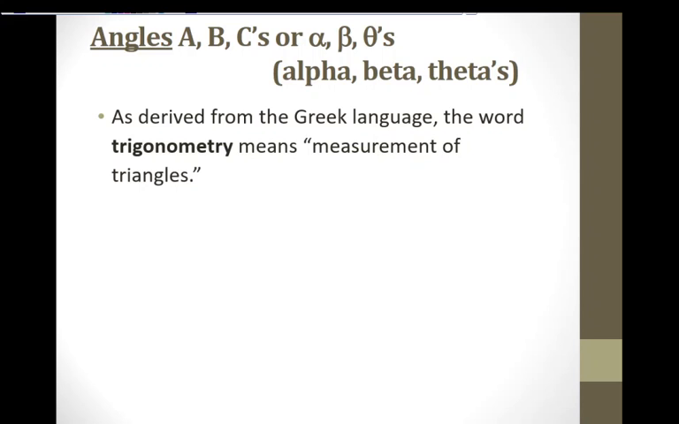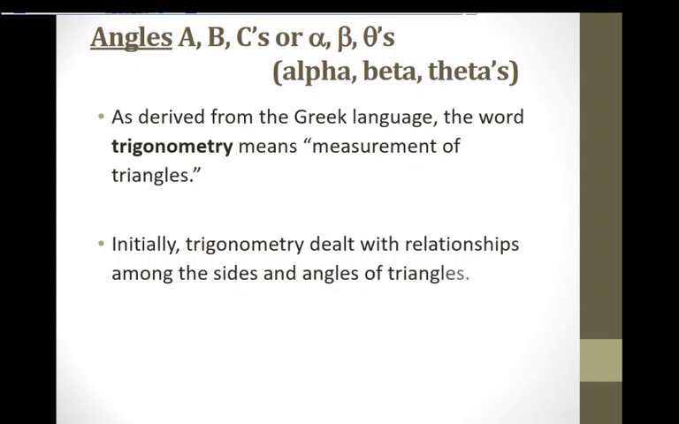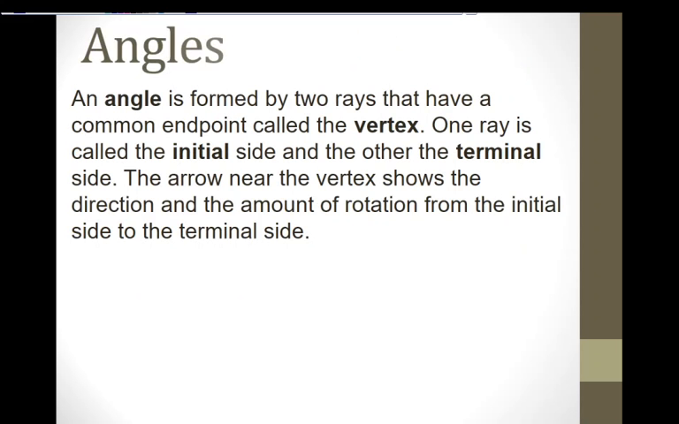As derived from the Greek language, the word trigonometry literally means measurement of triangles. That's when you first learned it in geometry. You learned right triangle trig, but there's a whole lot more than that. Initially, trig dealt with relationships among the sides of angles and triangles, but then it actually progressed to more than that. So let's start with those angles.